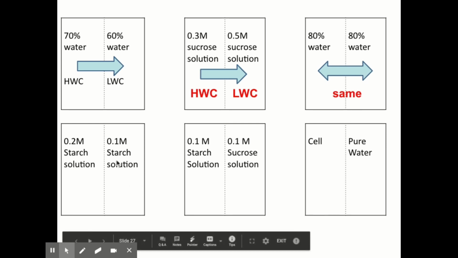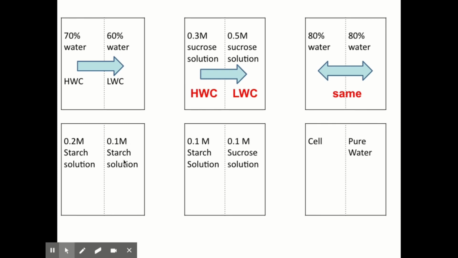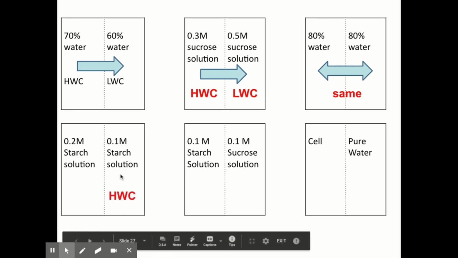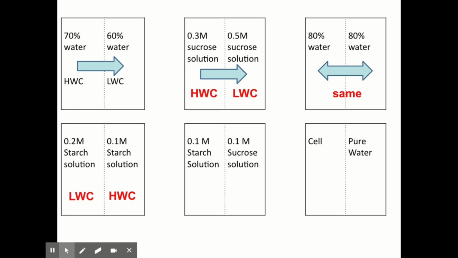Moving on to number 4, we have 0.2 molar starch and 0.1 molar starch. Remember, it doesn't matter if it's starch, sucrose, glucose. If we're talking about water, it doesn't really matter which one's which. So we have 0.2 and 0.1 molar. Again, not water, so we have to actually think about what the water concentration is going to be. 0.2 molar starch, more starch here, less water; less starch, more water. So this side would have a higher water concentration. The left-hand side would have a lower water concentration, and so we'd move from high to low and we'd go left.